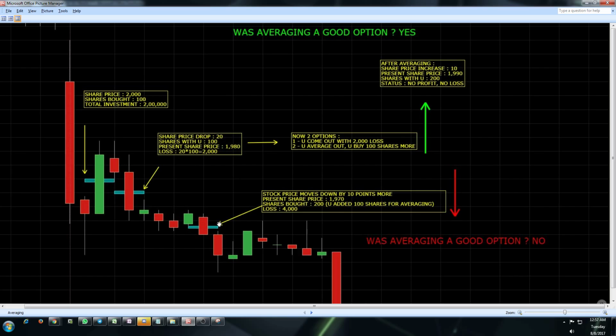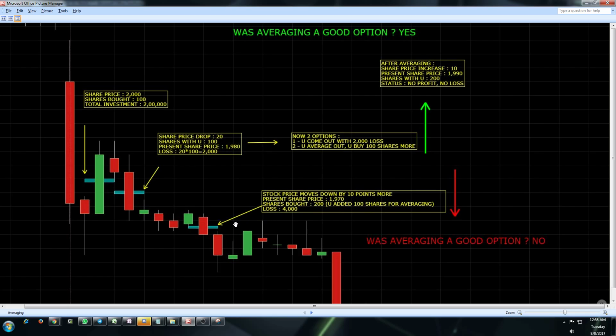Okay, so what is our position right now? We are at a loss of 4,000 rupees. Okay, so now let's get back to the initial loss here. If we see the initial loss, the loss which we were facing was 2,000. Now because we averaged, and even after averaging the share kept falling, that means it went against our expected direction. So our loss increased to 4,000 rupees.